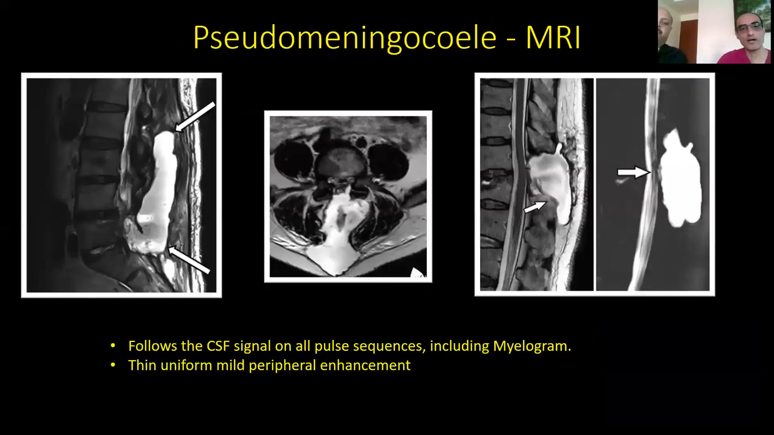So on MR, pseudomeningocele will show the typical findings that are expected of it. It is a collection of CSF, so it will exactly follow the CSF signal on all the pulse sequences. It will be markedly bright on T2 and dark on T1. So much so that if you do a myelography sequence where we only get the CSF images, the pseudomeningocele will be seen in that image as well. If we give contrast, it will show very thin peripheral uniform enhancement.